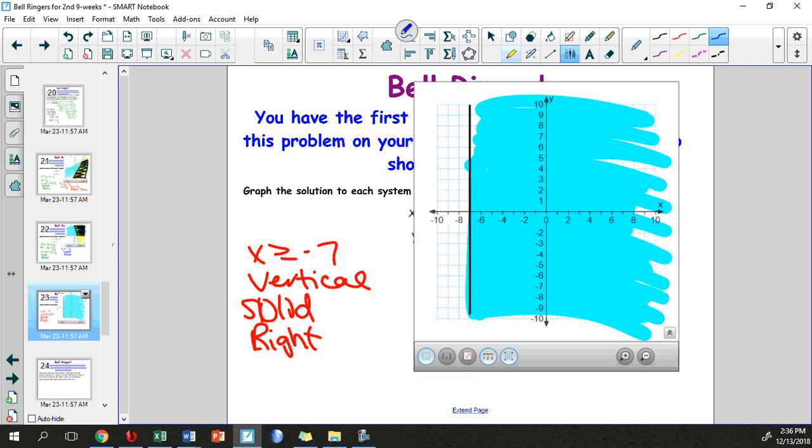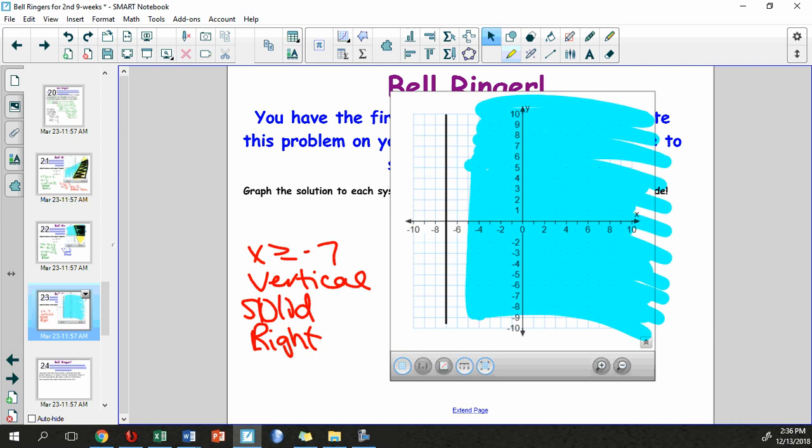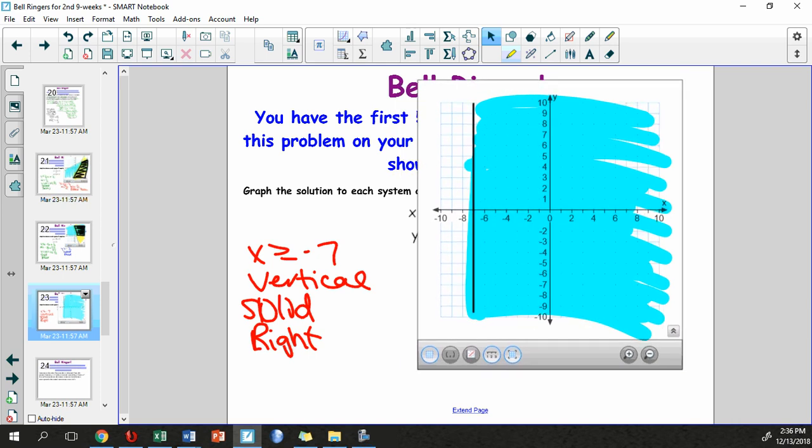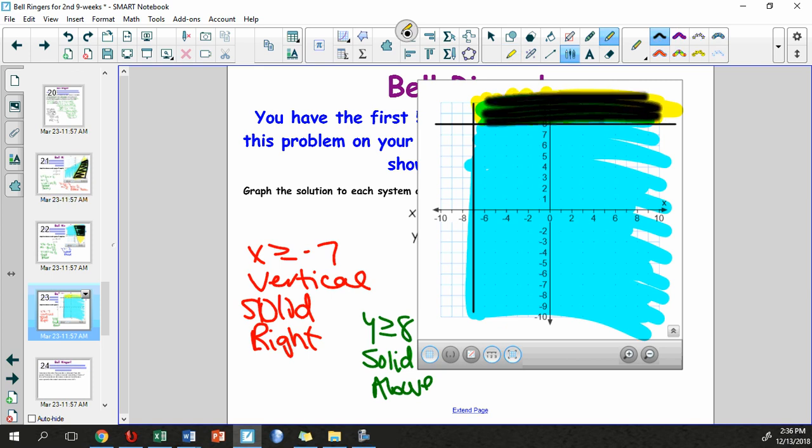Okay, then I'm going to graph the other one. The other one was going to be y is greater than or equal to 8. So if y is greater than or equal to 8, that's going to be a horizontal line, and it's going to be solid, and it's going to be above. So I'm going to have a horizontal line at 8, and that is going to be shaded above. That is a terrible horizontal line. Sorry, guys. So I'm going to shade that above. So as you can tell, the region that I'm looking at is going to be right here.